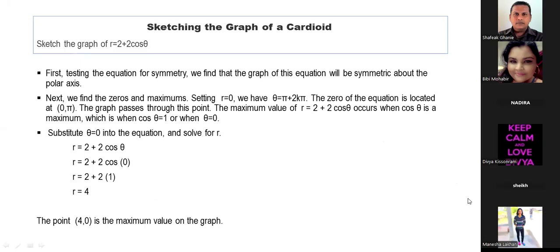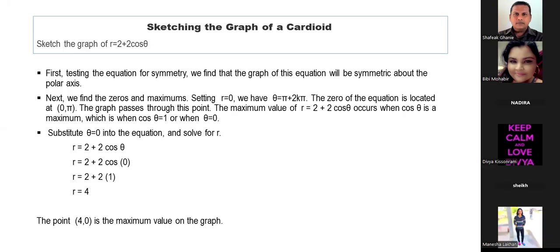So, sketching the graph of a cardioid. We have here R is equal to 2 plus 2 cos theta. So this is a polar equation, where R is the radius or the distance from the origin, and theta here is the angle from the positive x-axis. So, the shape of the graph that results from this.